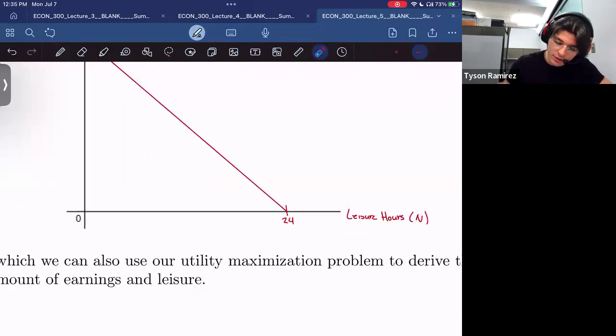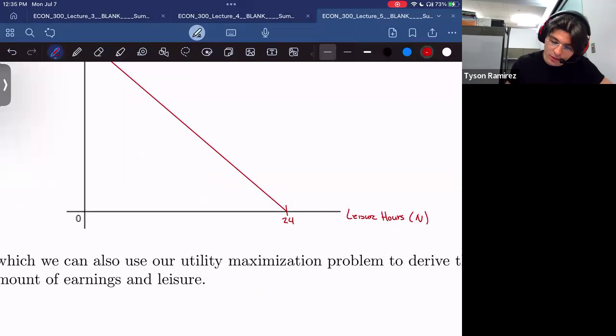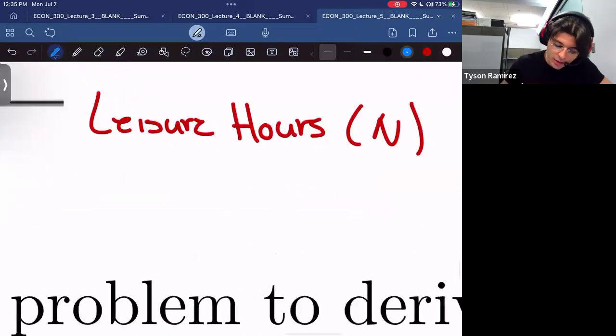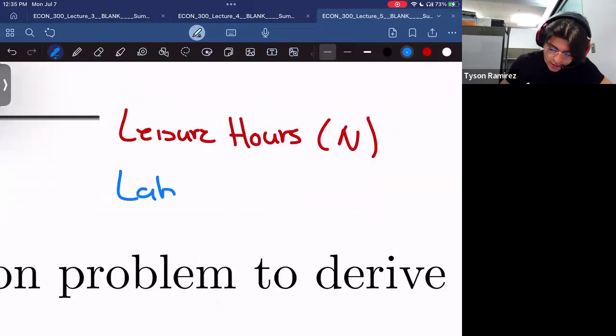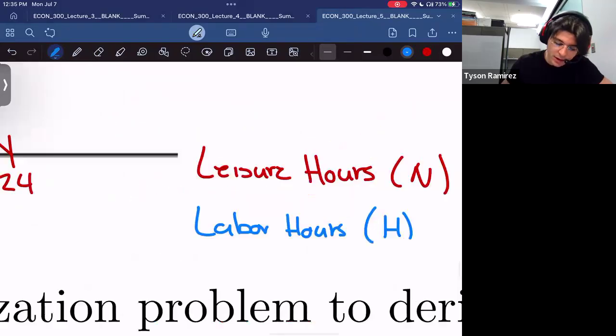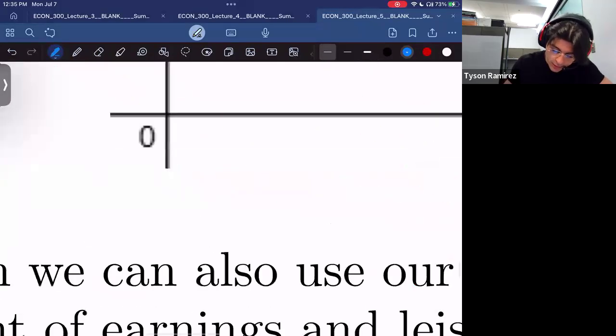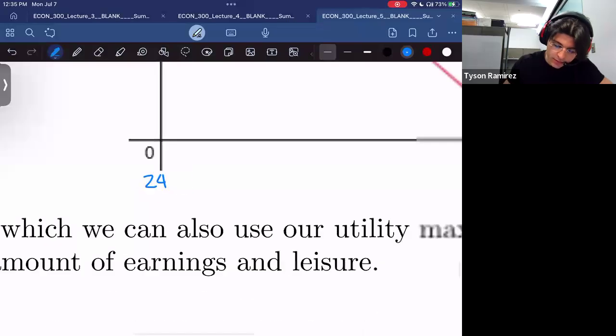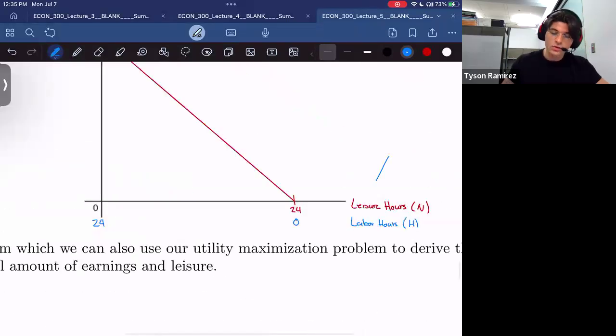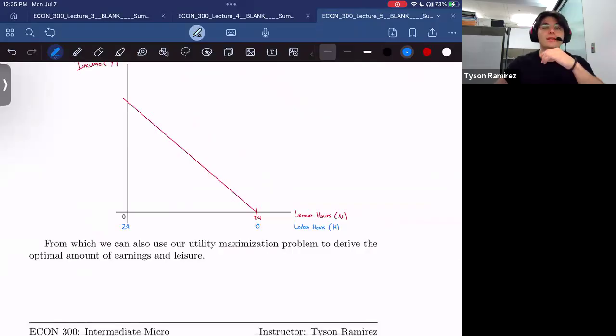In reverse, an alternative, this will become apparent in a second. You could also think of this as labor hours, H. But instead of 24, this would be a 0, and this would be 24. All right. Two ways to represent the same thing.